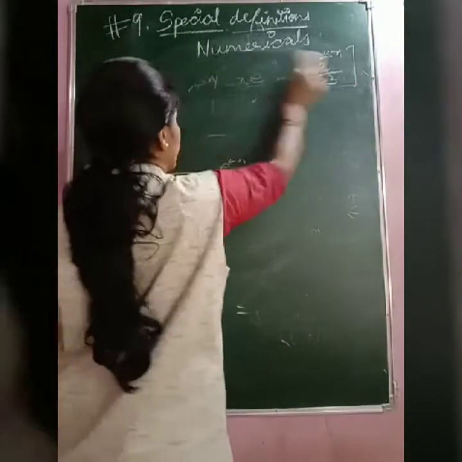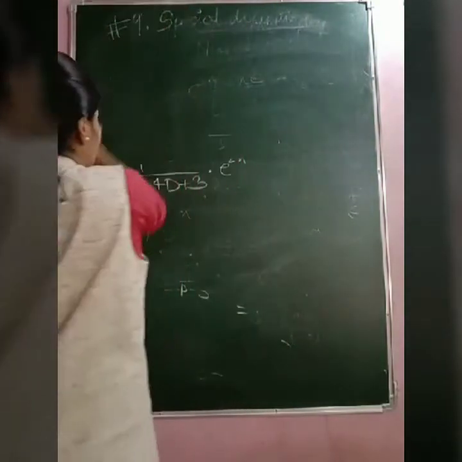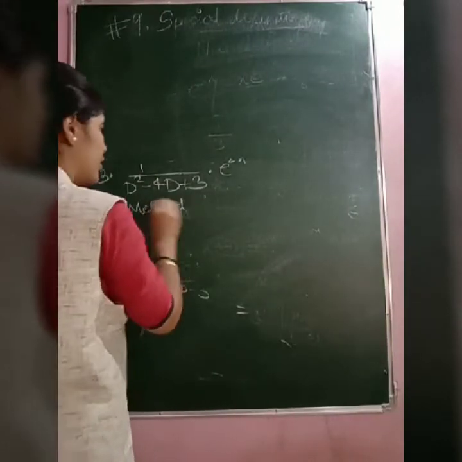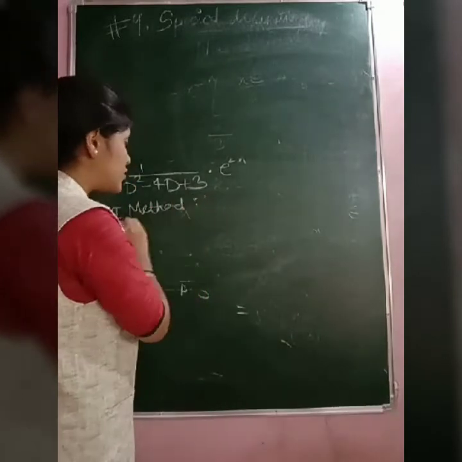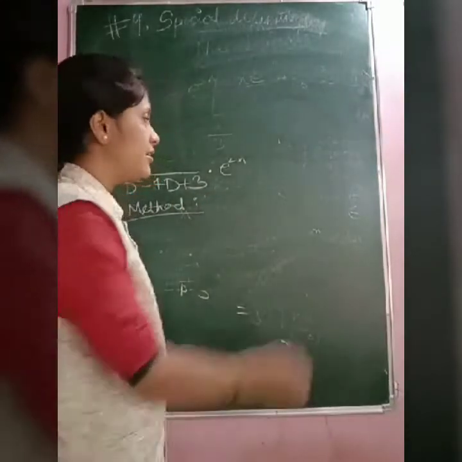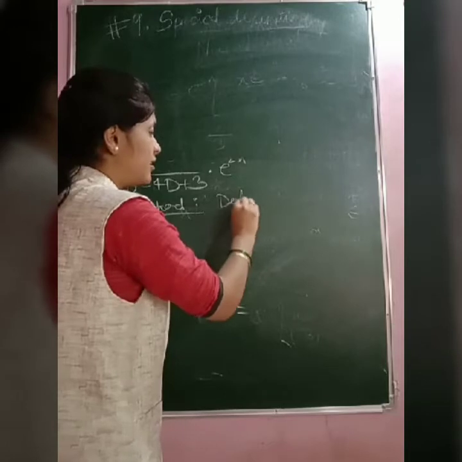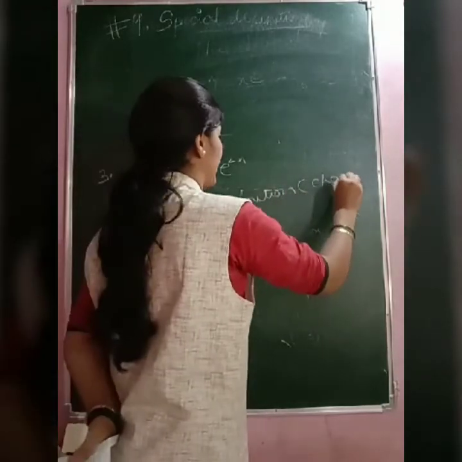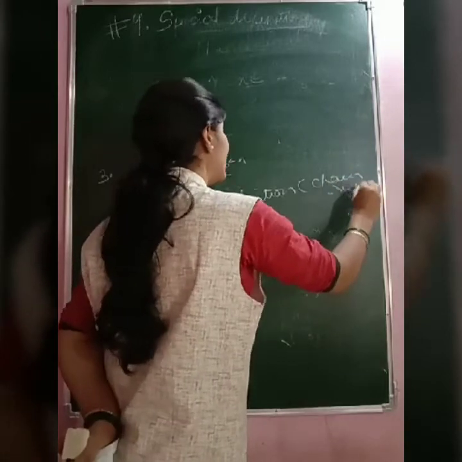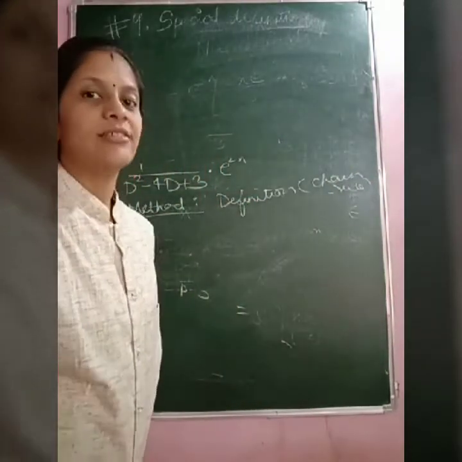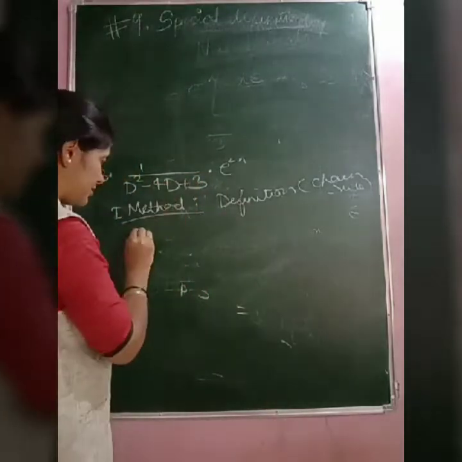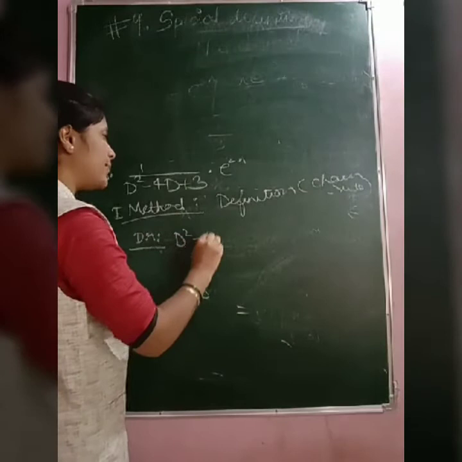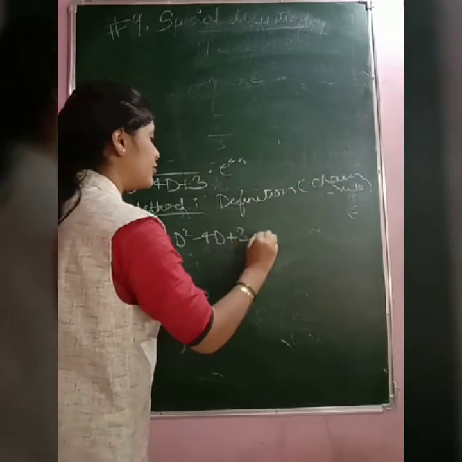So first, method 1. Firstly, let us solve by formula, that is by using the definition. And what am I going to use? Chain rule I am going to apply. So firstly, looking at the denominator, it is nothing but D square minus 4D plus 3 equal to 0.